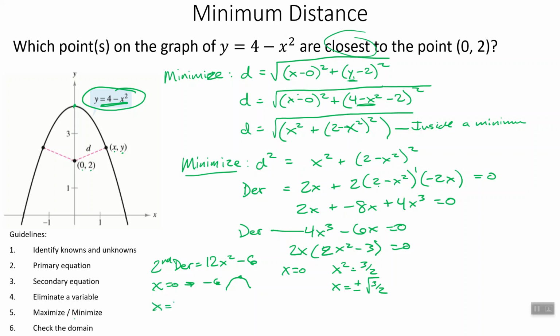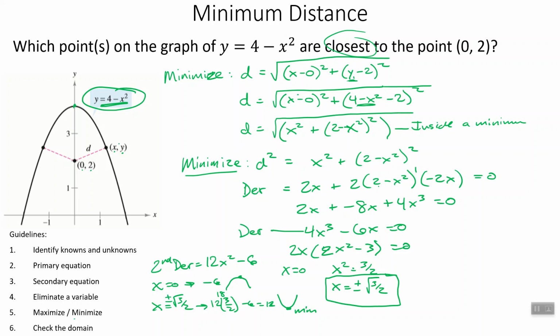At x equals the square root of 3 over 2, we'll have 12 times (square root of 3 over 2) squared, so 12 times 3 halves minus 6. So that's 6 times 3 is 18, minus 6 is positive 12. That means we are concave up. That will be a minimum. The same thing will be true for the negative. So that means these guys are our winners for our x values.